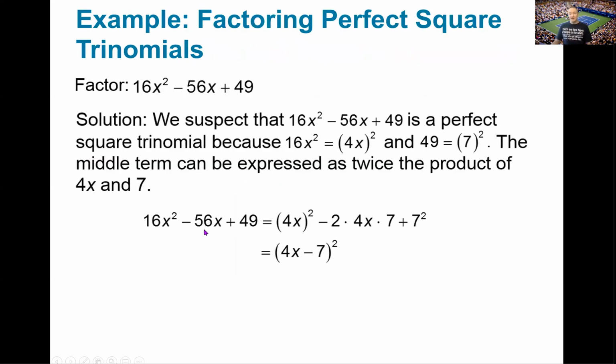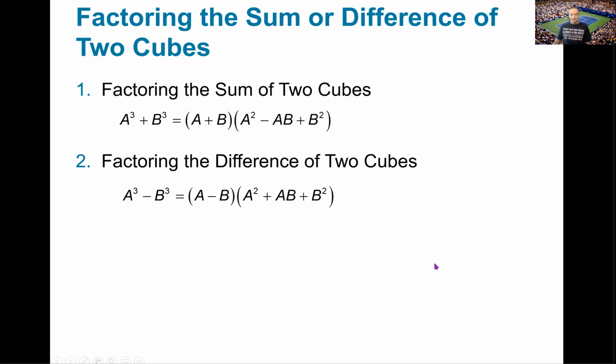So I can say 16x squared minus 56x plus 49 is equal to 4x squared minus 2 times the square root of the first term times the square root of the last term plus 7 squared. I know that that's going to be factored as 4x minus 7 quantity squared. You always take the sign of b for what's in between the 4x and the 7 there. Now, had that been a plus, this would have been a 4x plus 7 quantity squared. Pretty nice problem there.